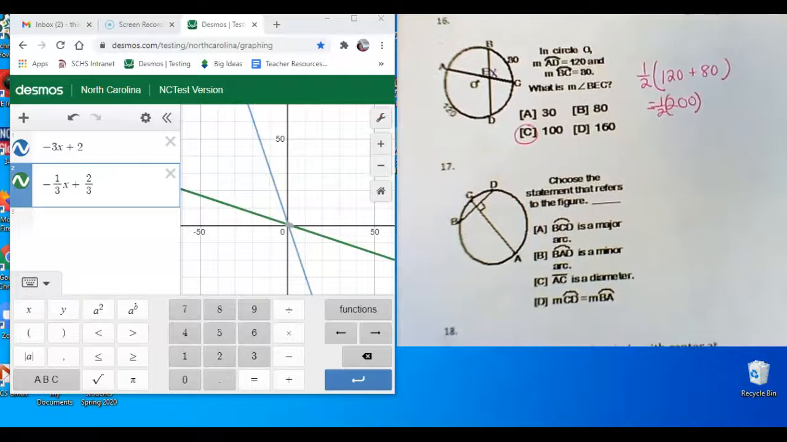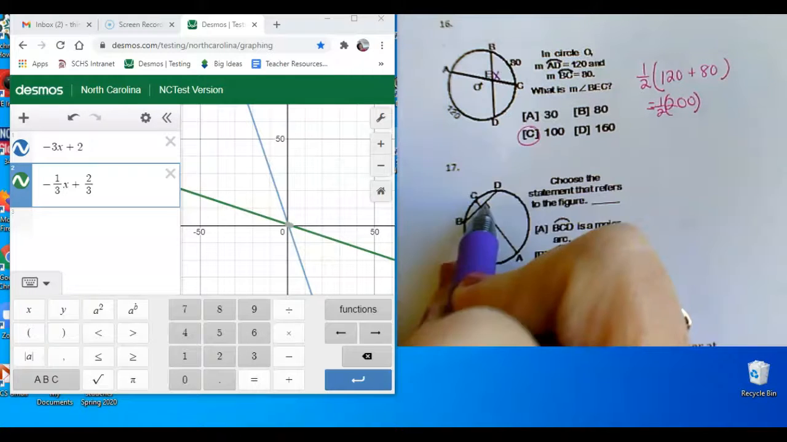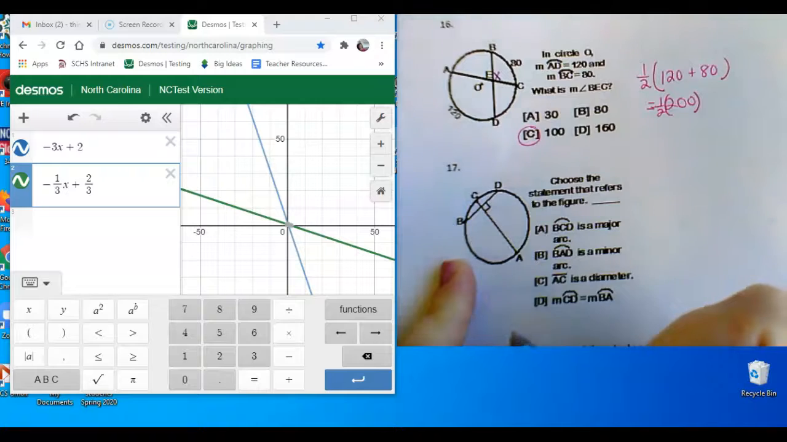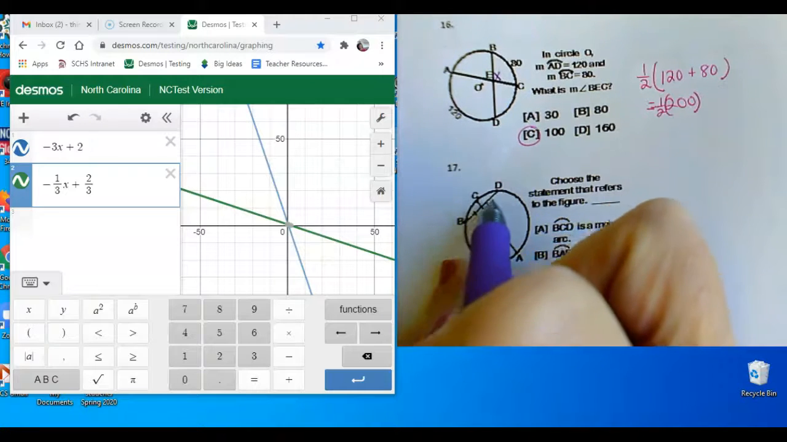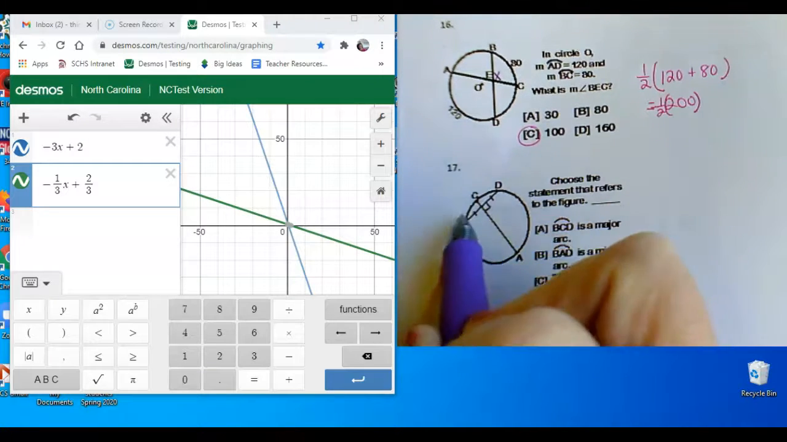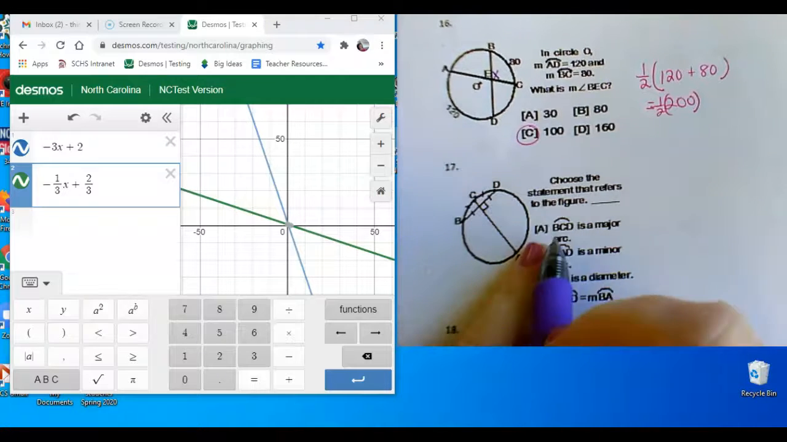Number 17. Alright, we've got this picture here. Whenever we see that perpendicular right there, that tells me it's probably a bisector. And so I know that this and this are equal. I know those 2 arcs there are congruent. Let's see what it says.